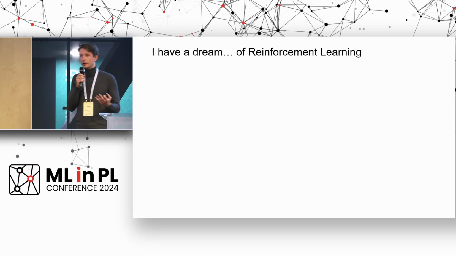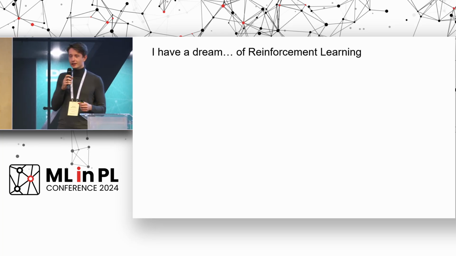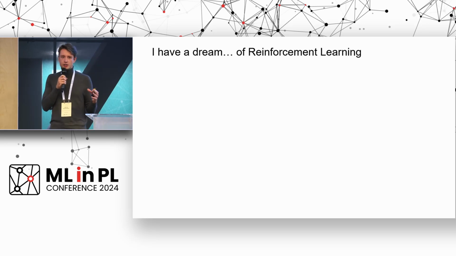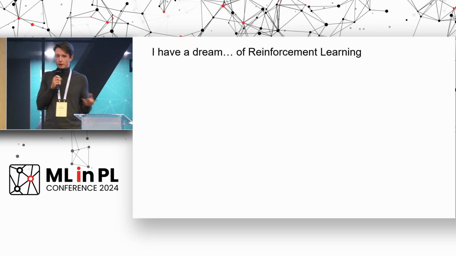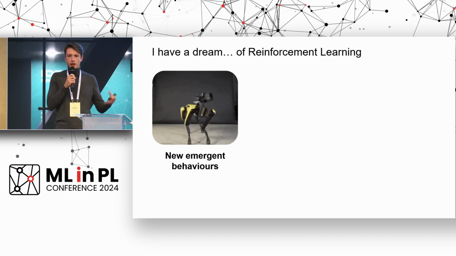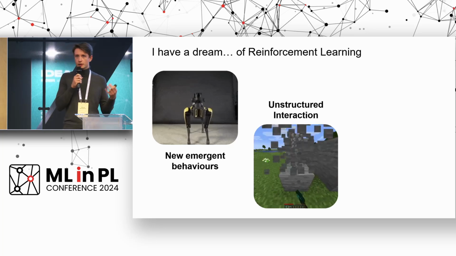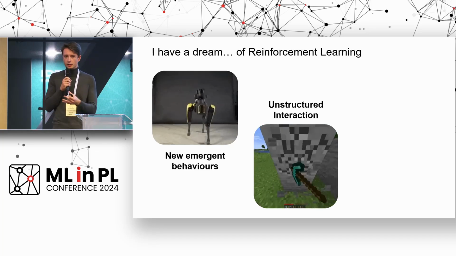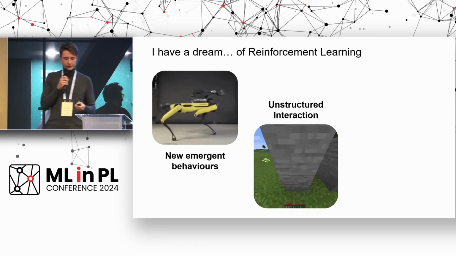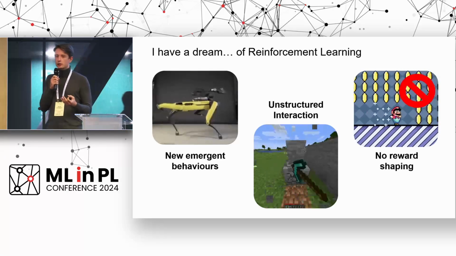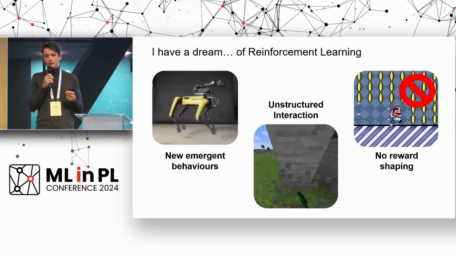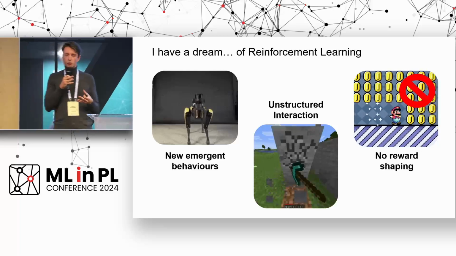But before going to these obstacles, let's have a moment and think of the dream of reinforcement learning. How autonomous agents would work if everything would be perfect. So, for sure, they will learn new emergent behaviors the longer they are trained. So they will start with simple unstructured interaction with the environment, but then they will develop more and more complex behaviors. And what is also important, there will be no human supervision involved in the process. So we would like to have agents that we don't need to reward, to shape the reward for.